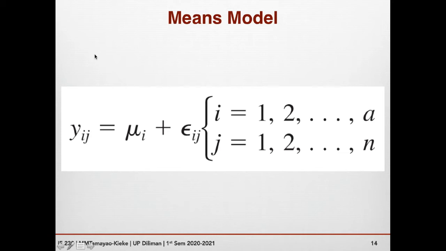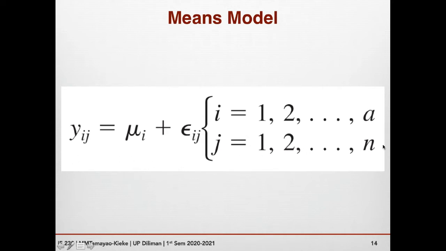Now remember your means model. We used this in our previous tools. The means model can be used to represent our data. Here you have y sub ij equals mu sub i plus epsilon ij, for i equals 1 to a and j equals 1 to n, where y sub ij is your jth observation for the ith treatment, mu sub i is the mean for treatment i, and epsilon ij is the error for the jth observation in the ith treatment.